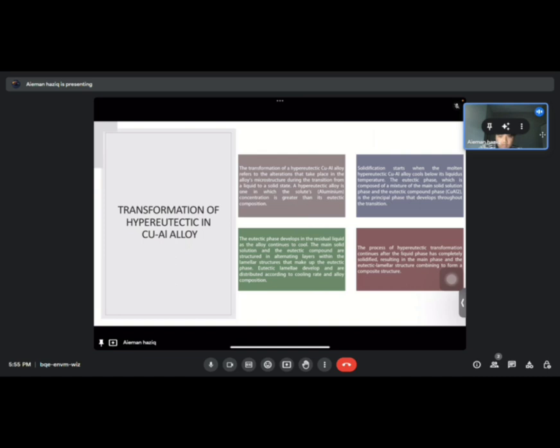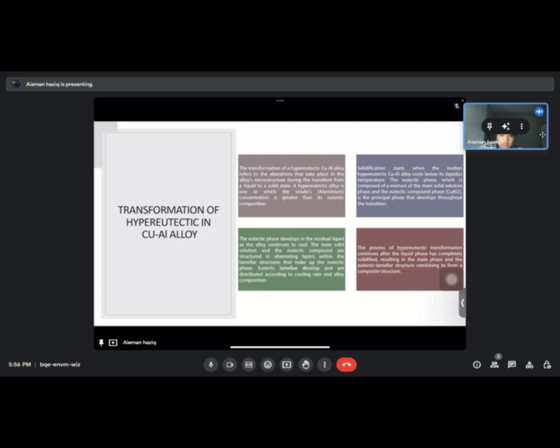When the solid aluminium concentration exceeds the alloy eutectic composition, the result is a hypoeutectic alloy. When the hypoeutectic copper aluminium alloy cools down below the liquidus temperature, solidification begins. The primary phase that forms during the transition is the eutectic phase, which is made up of a combination of the primary solid solution phase and the eutectic compound phase, copper aluminium. The alloy continues to cool and the eutectic phase forms from the leftover liquid.